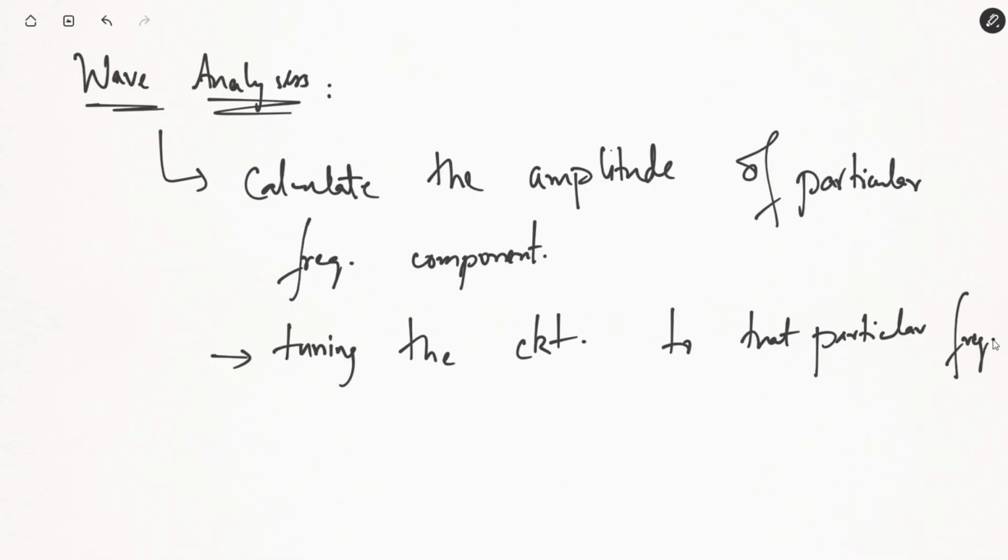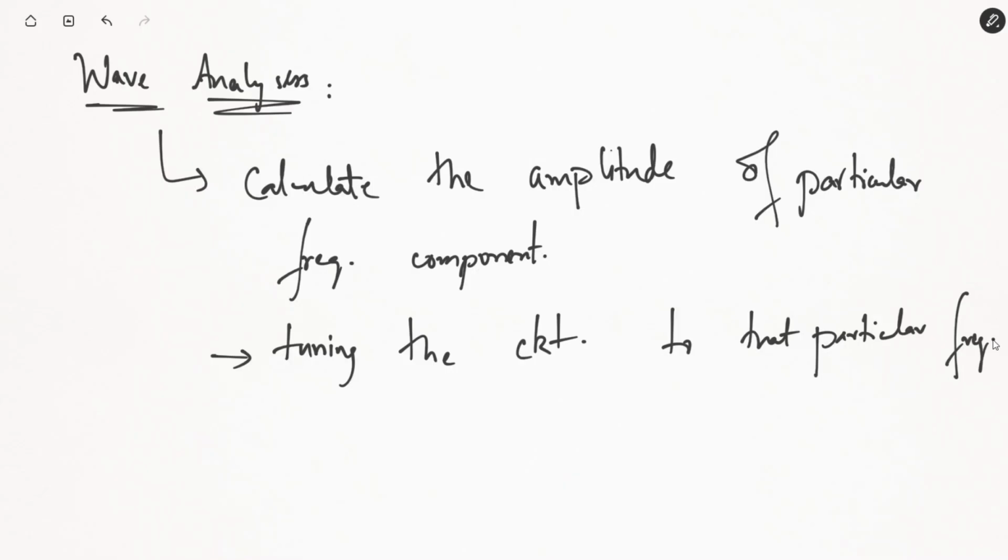We'll be actually tuning this circuit to that particular frequency. The circuit will be tuned to the particular frequency, whereas all other frequency components at that time will be rejected. Using a filter circuit, we can reject a particular frequency, and we will be using a band pass filter so that only a particular frequency is selected, whereas all the lower frequency components or the higher frequency components will be rejected.